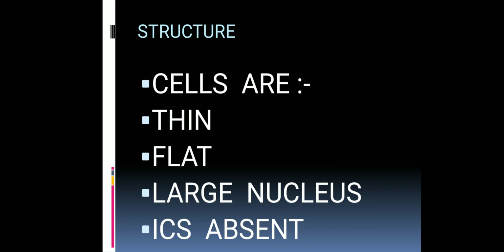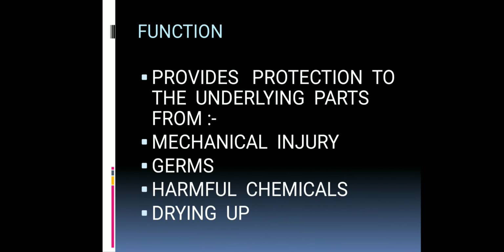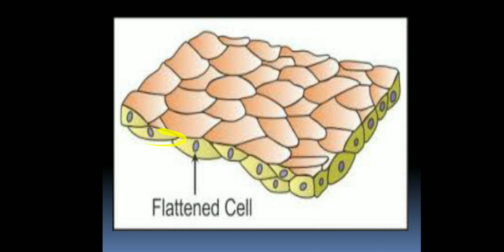Then the structure is: the cells are thin, the cells are flat, the cells have a large nucleus and the intercellular space is absent. Like here, the cells are thin, the cells are flattened, the cells have a large nucleus and the intercellular space is absent. You don't see the intercellular space anywhere.